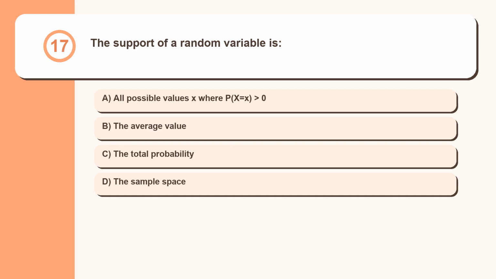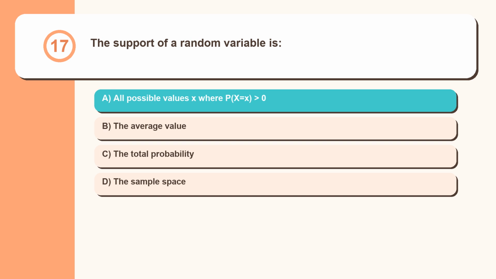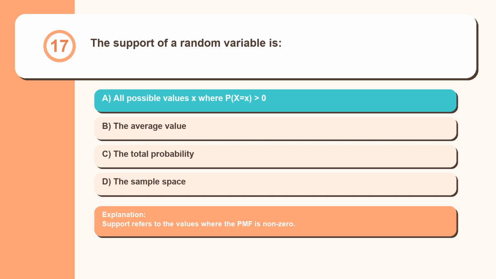Question 17. The support of a random variable is all possible values x where p(x) is not 0: the average value, the total probability, the sample space. Support refers to the values where the PMF is non-zero.